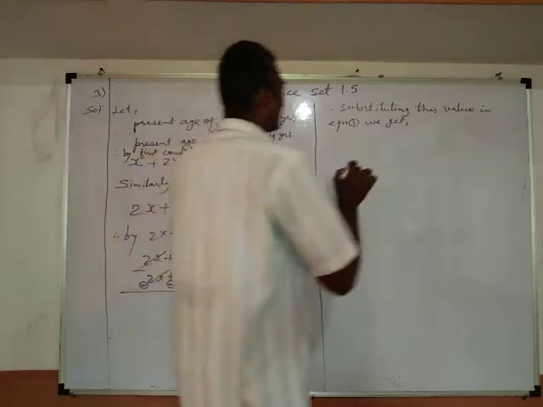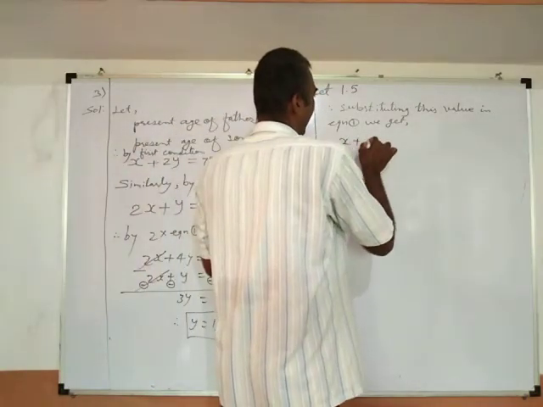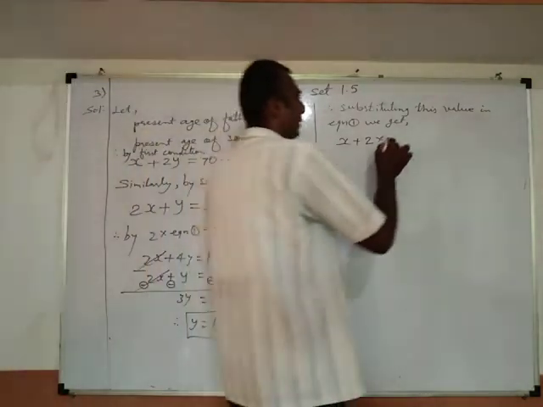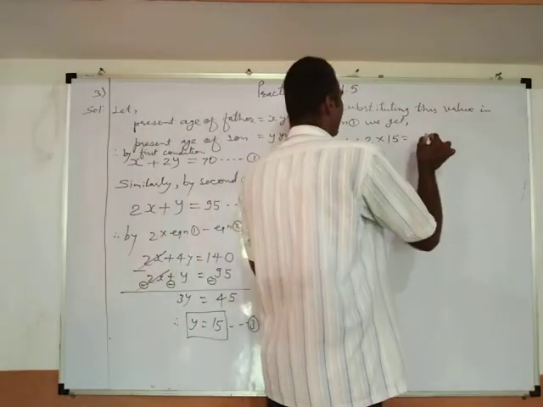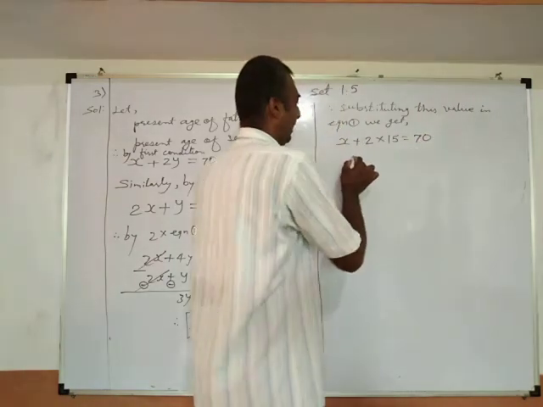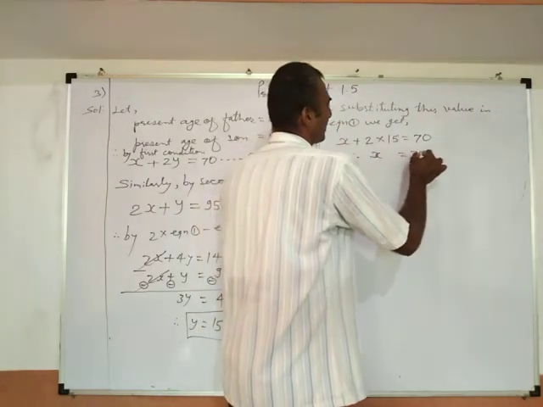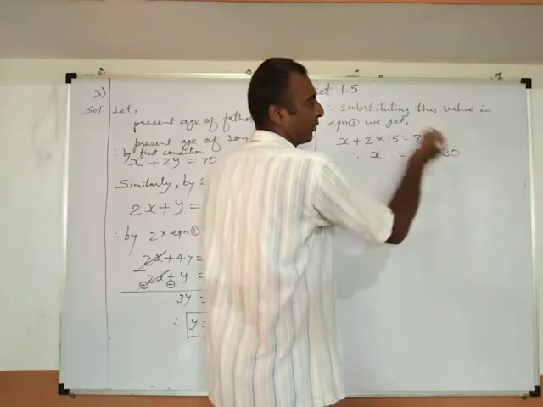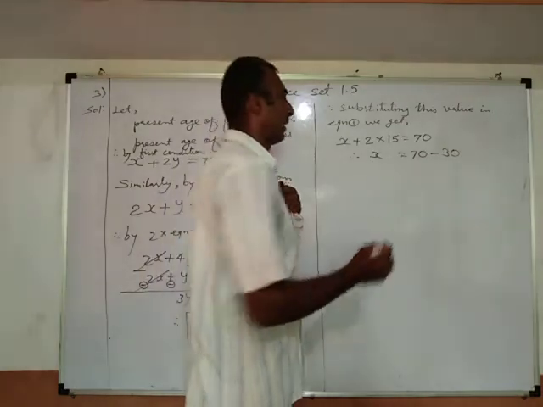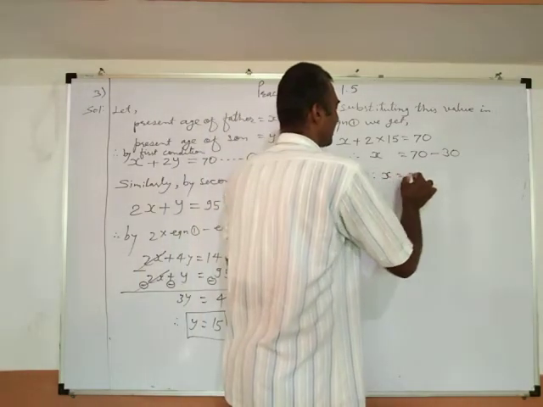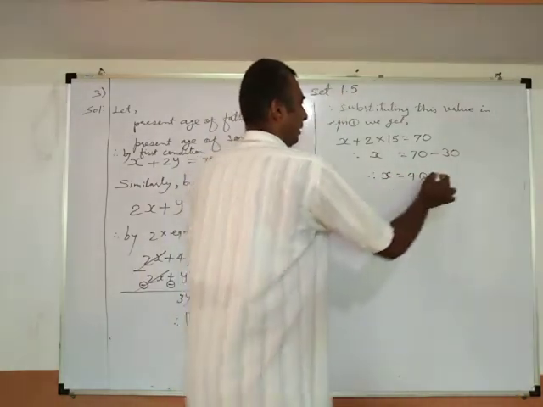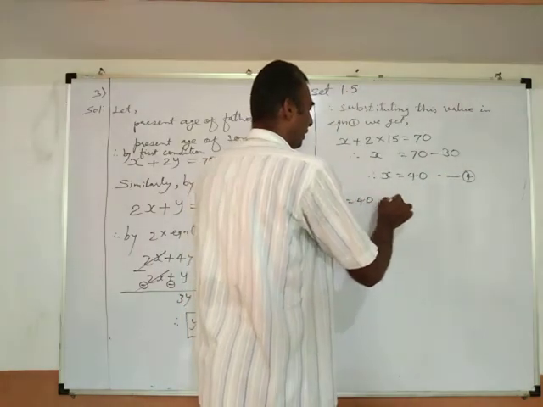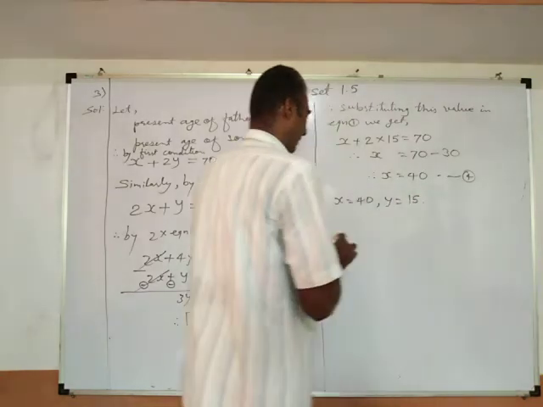Equation 1 is x plus 2y. That's why it will be x plus 2 into y, and value of y is 15. 2 into 15, 30, equals 70. And therefore x equals 70 minus 30, which was plus 30 at left side will be now minus 30 at right side. And therefore x equal to 40. Okay, number 4. And therefore x equal to 40 comma y equals 15.